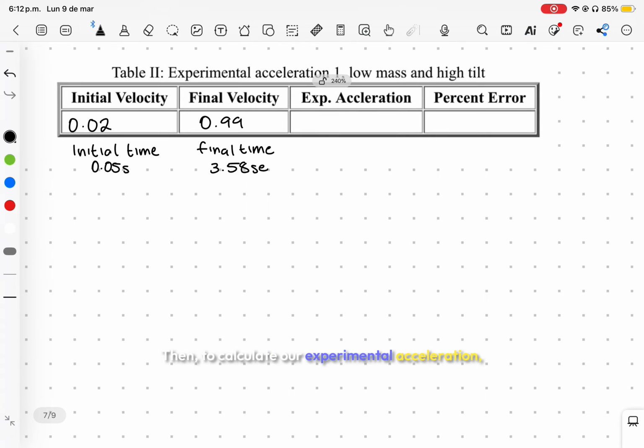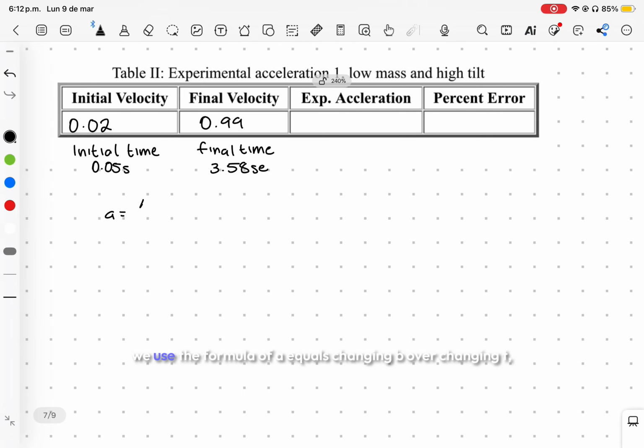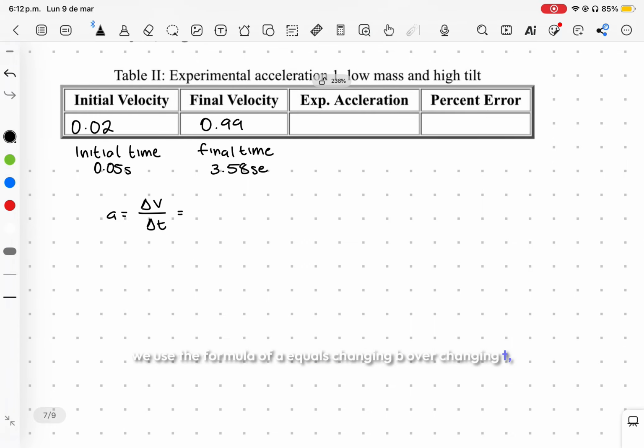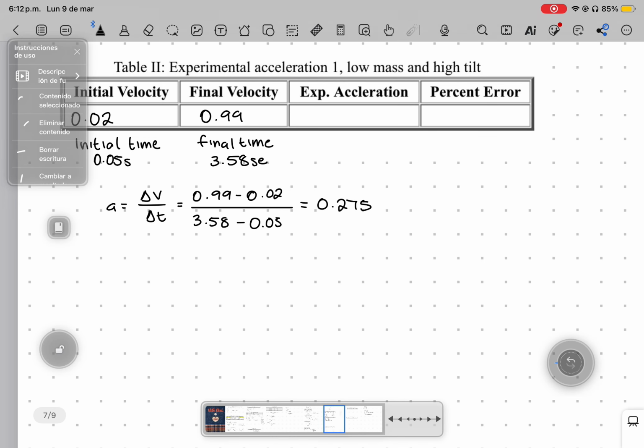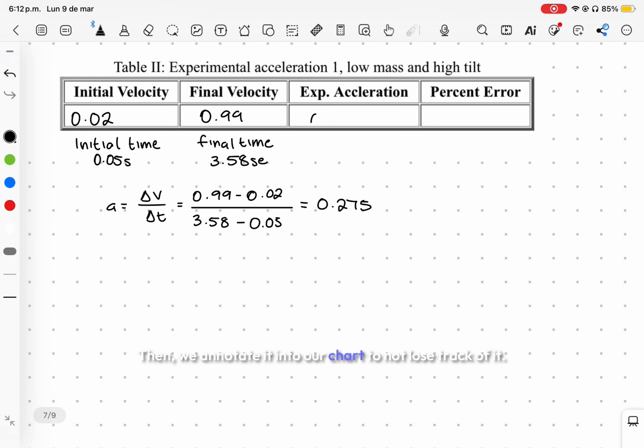Then to calculate our experimental acceleration, we use the formula a equals change in v over change in t, which we plug in as 0.99 minus 0.02 over 3.58 minus 0.05. When plugged into the calculator, we get a value of 0.275. Then we annotate it into our chart to not lose track of it.